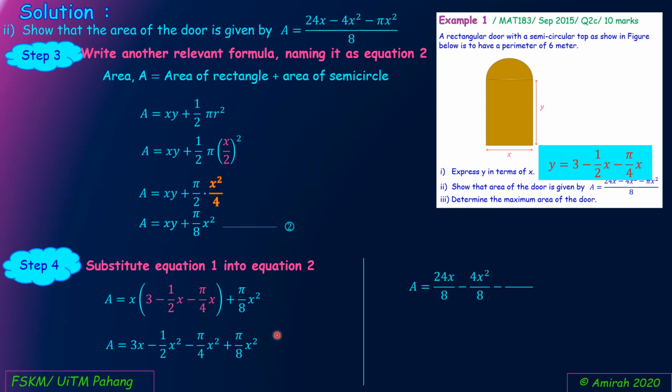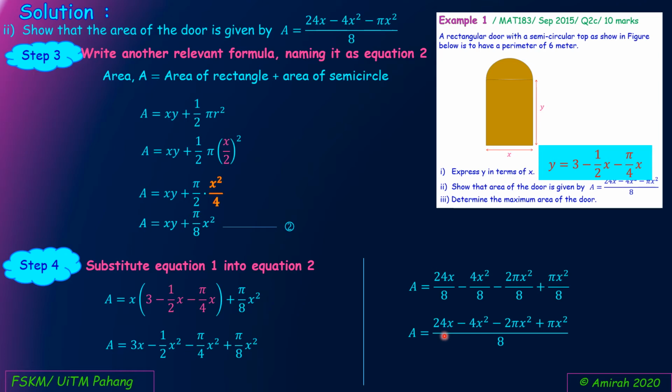Then we can standardize the denominators. So for 3x we can write 24x over 8, minus, for half x squared we can write 4x squared over 8, and then for pi over 4 x squared we can write 2 pi x squared over 8, and then plus pi x squared over 8. So all denominators are equal, right? So we can join it.